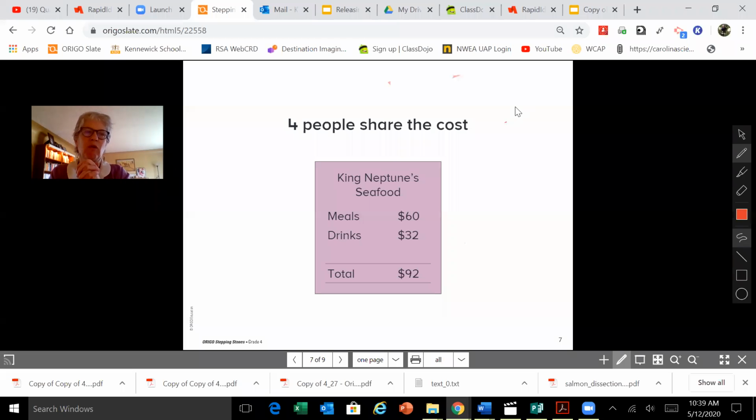Well, good morning, kids. So today I'm going to be teaching Origo 7.2. And today's lesson, we're actually going to be thinking about dividing by 4, which is a little bit more complicated than dividing by 2. So here's our first problem.